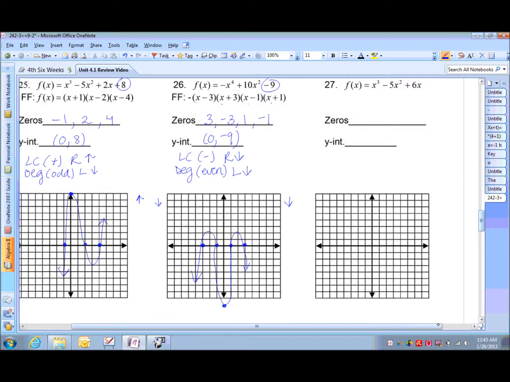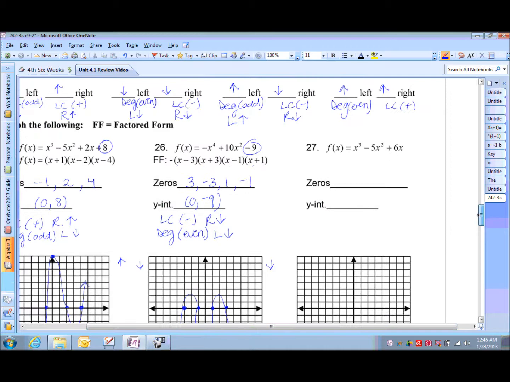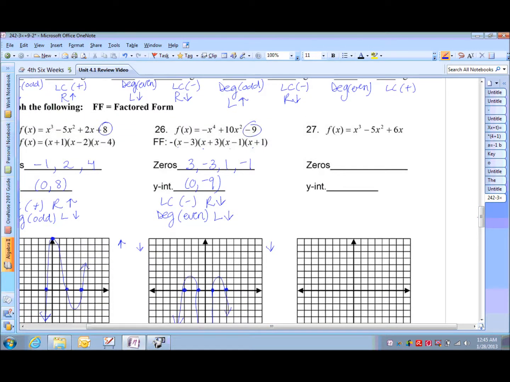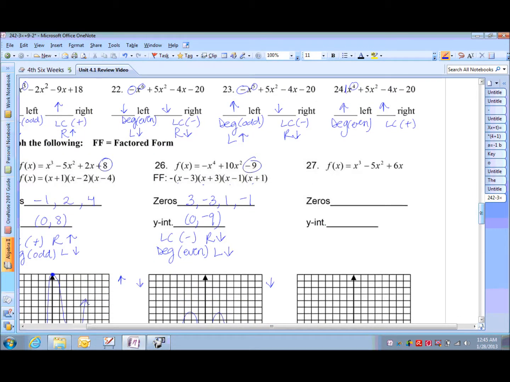Okay, moving on to 27. Let's see if this one works out better than 26. They have not given us the factored form here in 27, so we need to factor this polynomial. We can pull out an x from each term, and we're left with x squared minus 5x plus 6. And you can factor the x squared minus 5x plus 6 by picking two numbers that multiply to 6 and add to -5. So that's going to be 3 and 2, and they're both going to be negative.